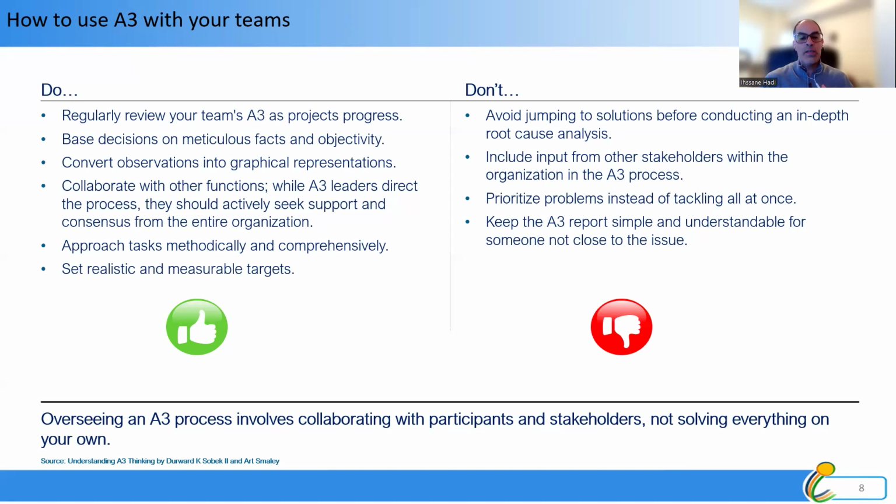The fifth thing to do, approach task methodically and comprehensively. We need to follow a structured and detailed approach to ensure all aspects of the problem are addressed thoroughly. Sixth thing to do, set realistic and measurable targets. As we did mention previously, in the goal section we need to use SMART goals. So they need to be realistic and measurable. So establish achievable goal and use specific metrics to measure success. So that will allow us to make sure that we are meeting the requirement. It needs to be measurable.